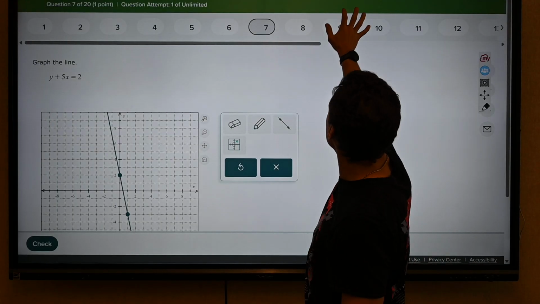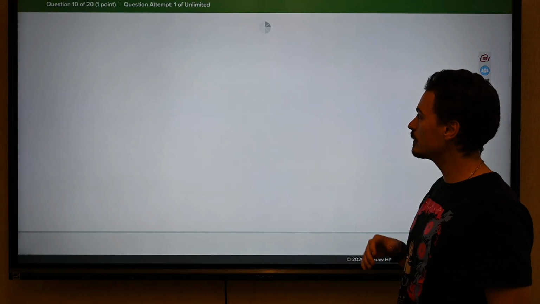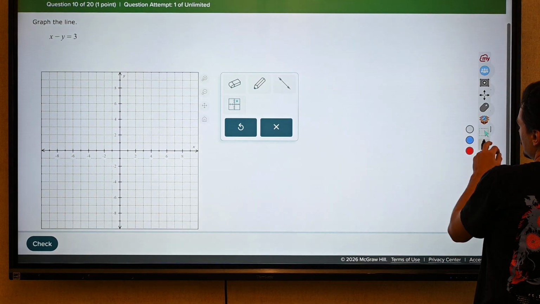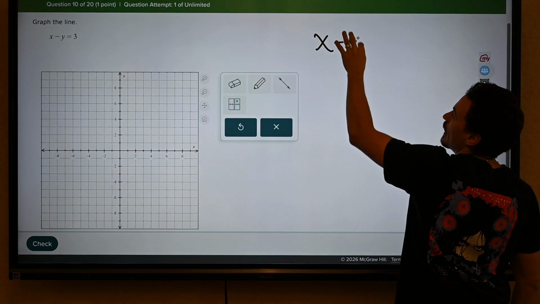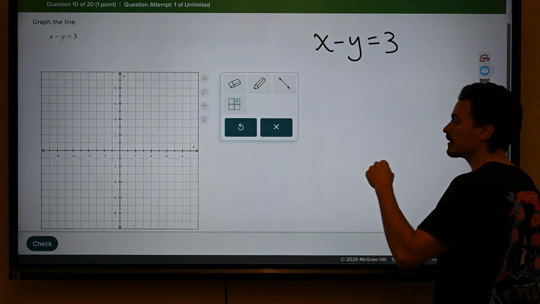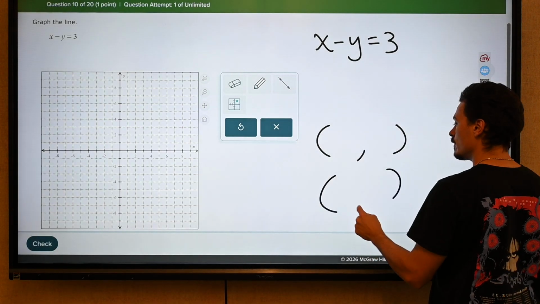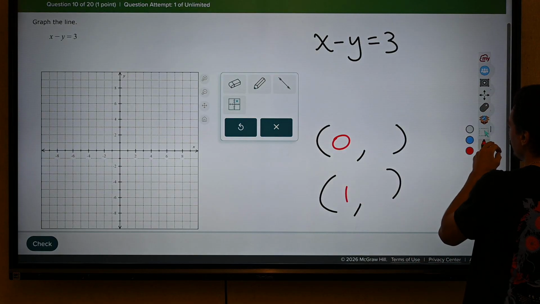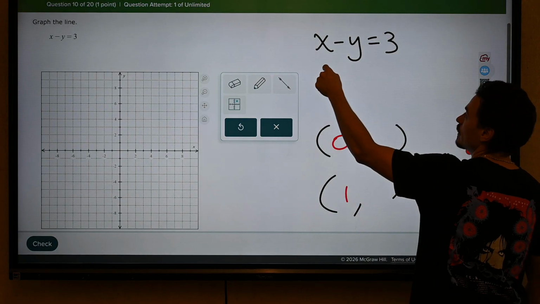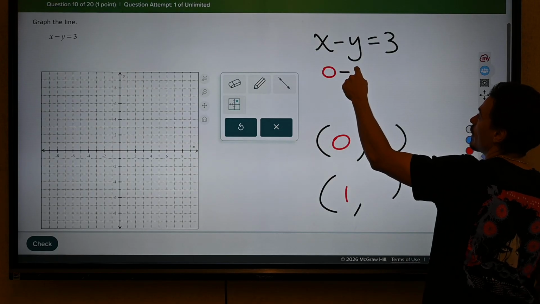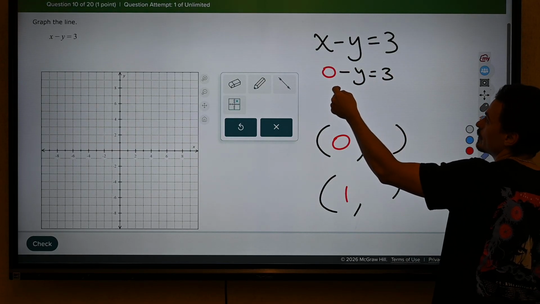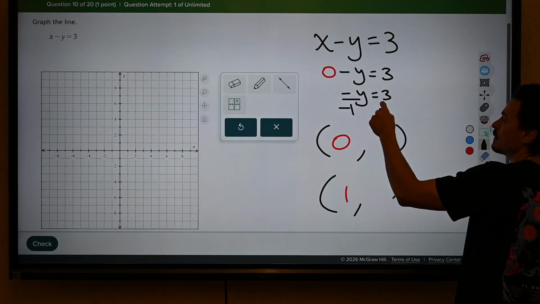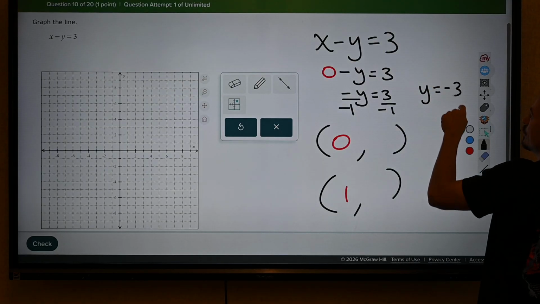Okay, now, some equations have a negative y in it, which is fine. Same rules apply. You need 2 points to graph a line, but here you need to be a little careful. So make the x a 0, make the x a 1. I do 0 minus y equals 3, which means minus y is equal to 3. Divide by -1, and I get y equals -3.